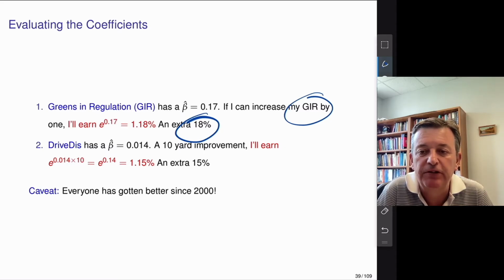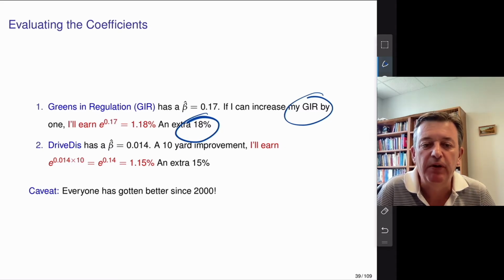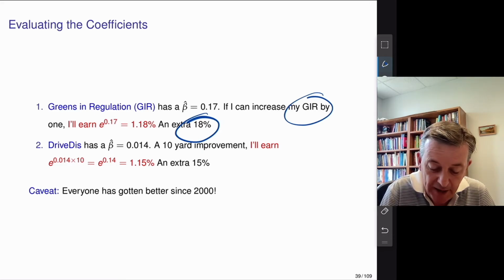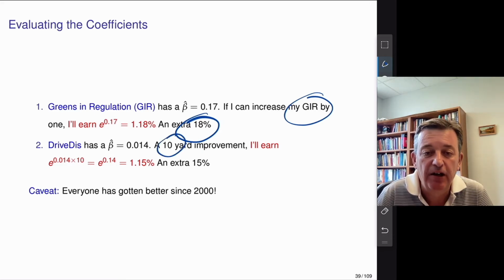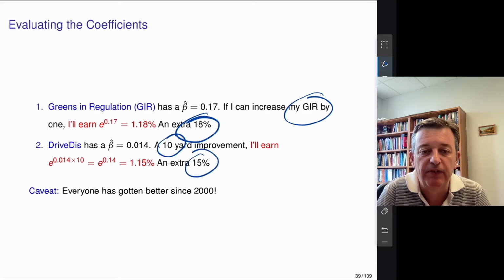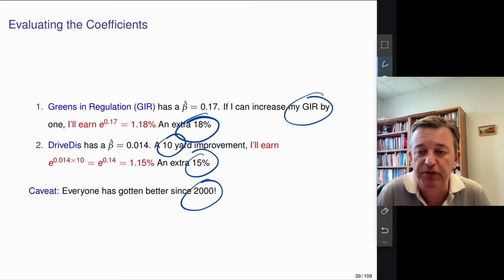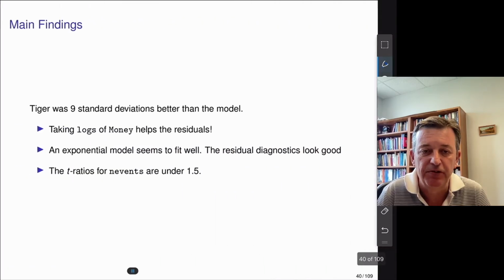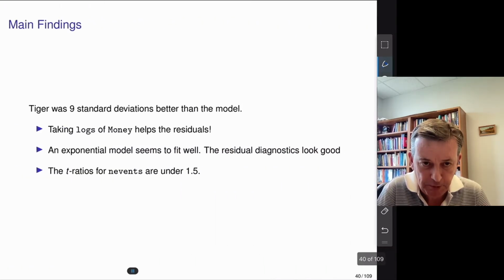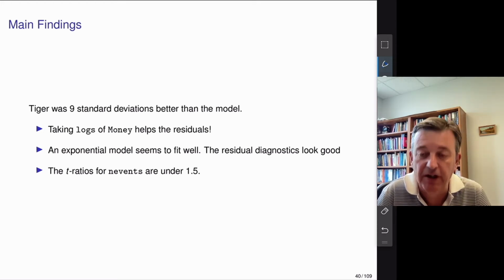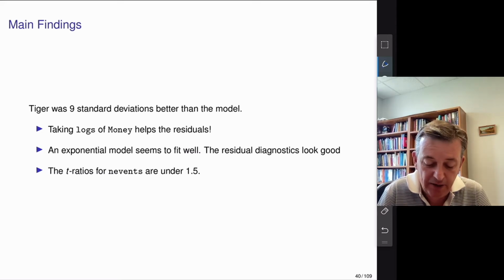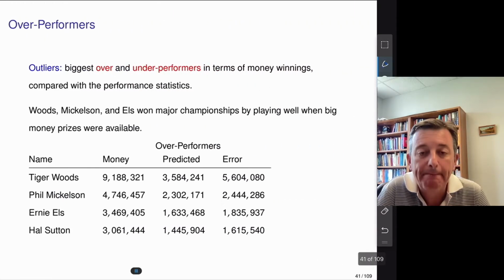And again, Dave Pelz spends quite a bit of time on the short game, and that's one of his key variables. And again, back in 2000, a 10-yard improvement in your drive would have led to a 15% increase. And as I say here, everyone's improved since 2000. So let me update my model and see what happened. Tiger's going to go from 8 or 9 standard deviations to not quite so much. The exponential model seems to fit well. I didn't show the diagnostics, but they look fine. And I deleted number of events because it had a low t-ratio.